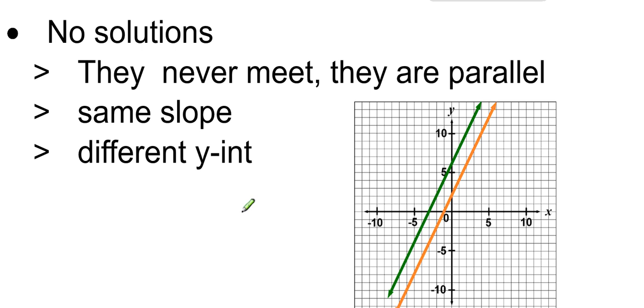And then we have no solutions. They never meet because they are parallel. So in this situation, you have the same slope but different y-intercepts. So the green line has a y-intercept of 6, where the orange line is 2. The slope's still 2 over 1. So the slopes are the same, just the y-intercept is different.